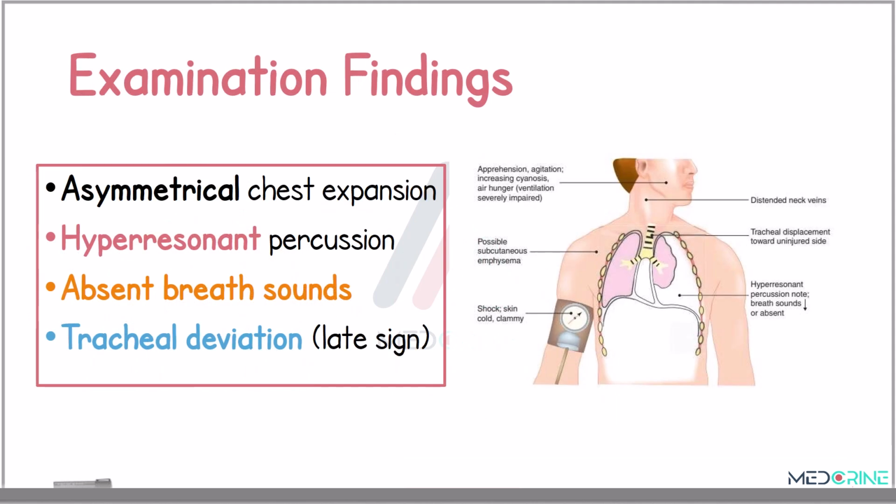On examination, the key physical signs include asymmetrical chest expansion, hyperresonant percussion on the affected side, and absent breath sounds on auscultation. Tracheal deviation is a late and ominous sign which is present in patients with severe tension pneumothorax.